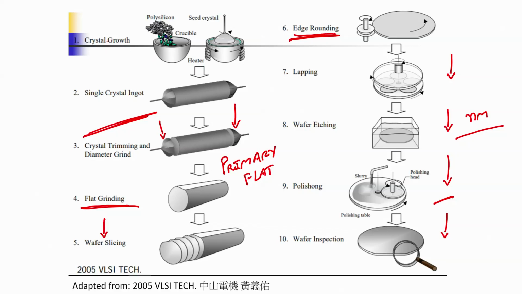So, starting from crystal growth, you load polysilicon into the hot crucible, and the polysilicon is in melted form, and then you dip the single crystal, rotate it and pull it off, and you get a single crystal ingot, followed by crystal trimming and diameter grinding, followed by flat grinding, followed by wafer slicing, then edge rounding, lapping, etching, polishing, and finally wafer inspection. This is the process that is followed to finally obtain the wafer that we have seen at the starting of this class. This is adapted from 2005 VLSI Tech.